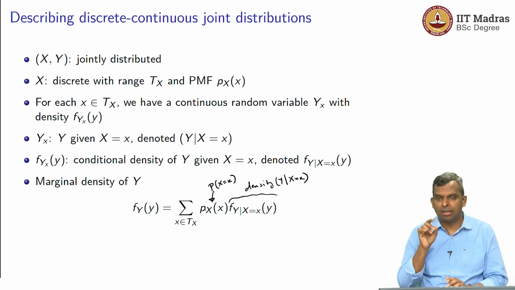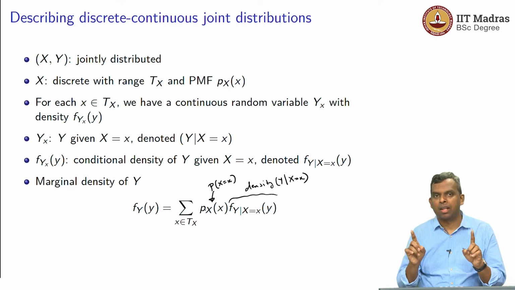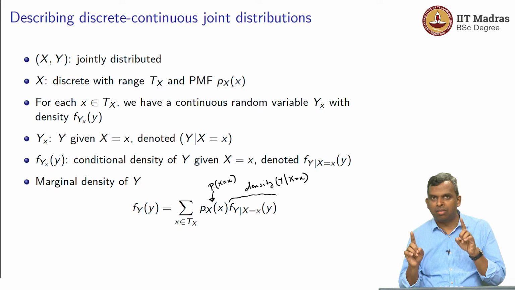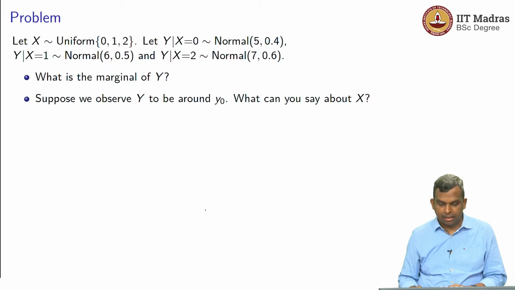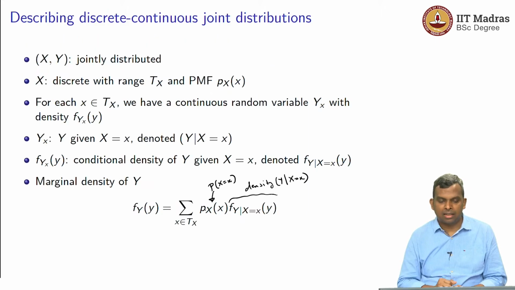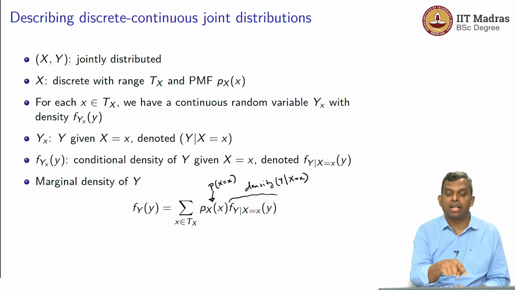So there is a discrete and a continuous random variable. They have a joint distribution which is described in terms of the conditional densities. So this picture is important to keep in mind. This is how we will describe the joint distribution.